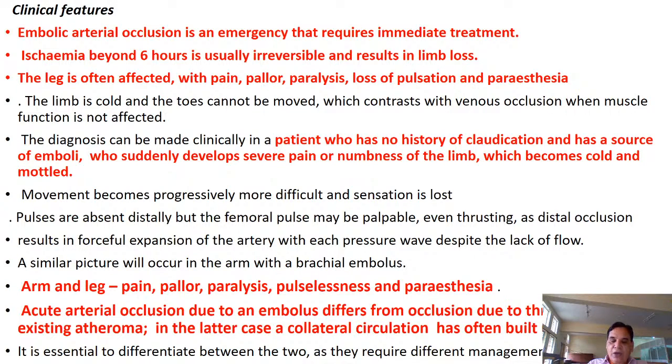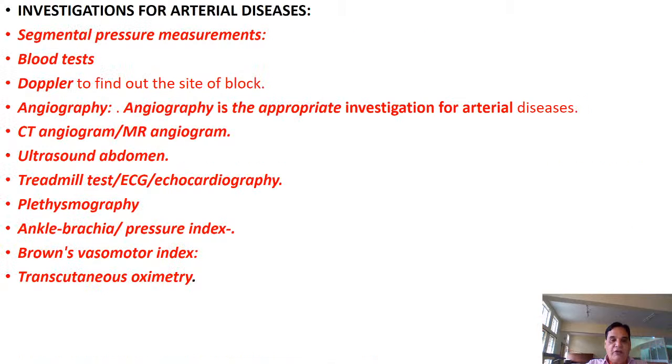Acute occlusion due to embolus differs from occlusion due to thrombosis on pre-existing atheroma. What is the difference? Whenever there is previous atherosclerosis, the patient is likely to have developed collateral circulation over time. So we have to understand the difference. If there is collateral circulation, the patient stands a better chance of limb survival.